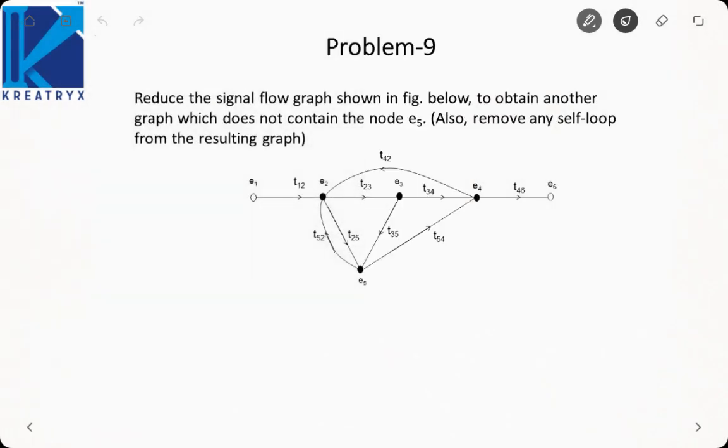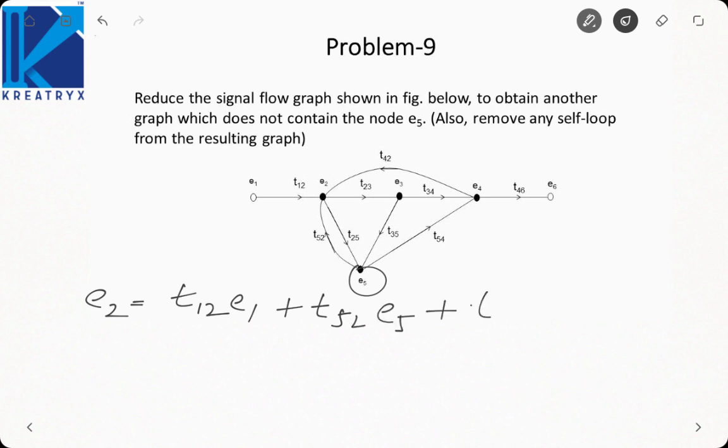Moving on to our last problem. Here we have been given a signal flow graph and we need to reduce this signal flow graph so that it does not contain node E5. So let us first write down the node equations. E2 here has incoming branches T12 E1, other branches T52 E5, other branches T42 E4.